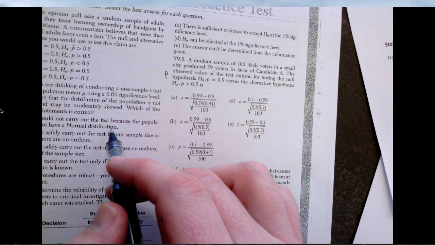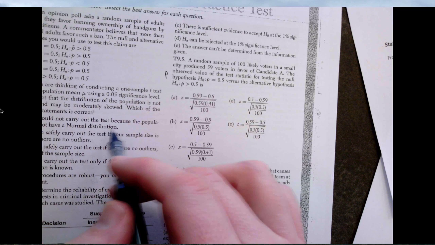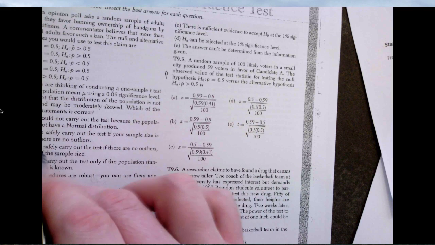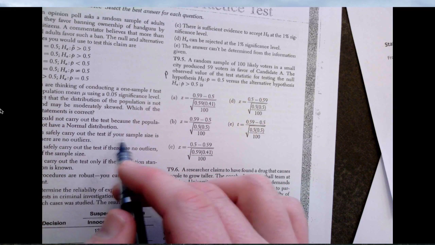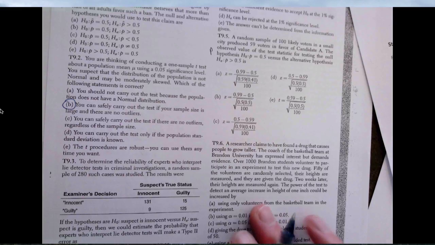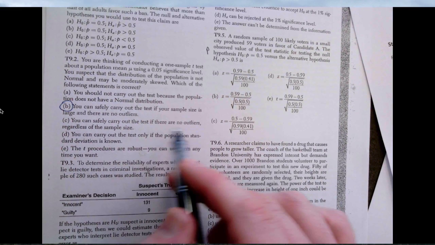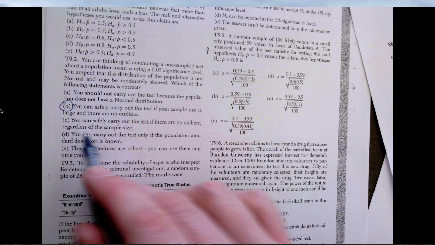Not necessarily. Sample size will tell us that. And they didn't say there's any outliers, so as long as sample size gets pretty good, we'll be all right. You can safely carry out the test if your sample size is large and there are no outliers. Yeah, there it is. That's the one we want. B: You can safely carry out the test if there are no outliers, regardless of sample size. No.